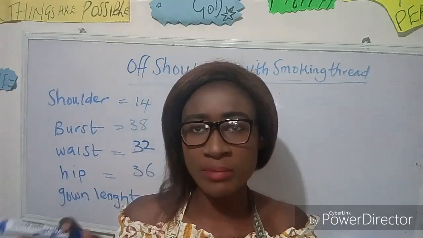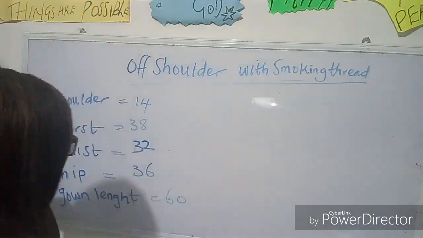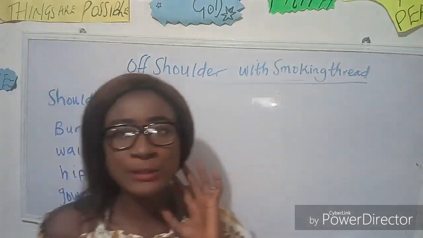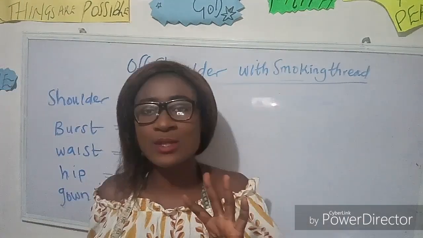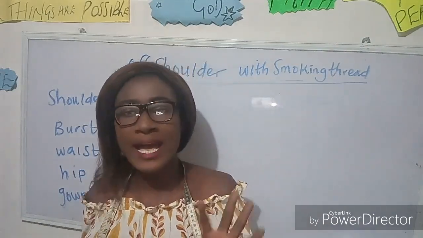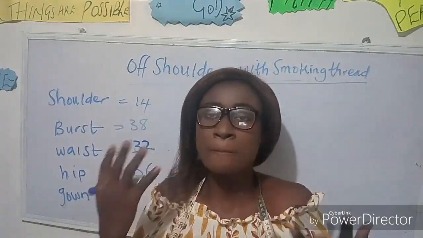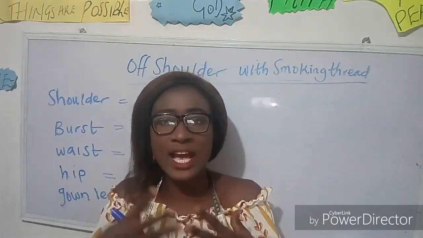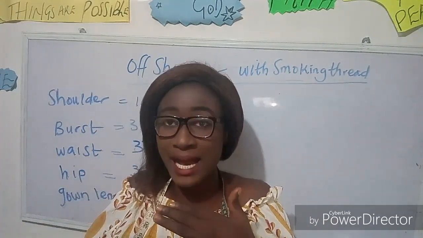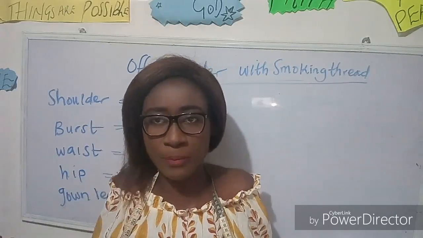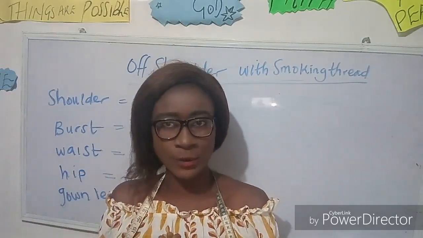So what are the basic measurements required for this? Our shoulder, bust, waist, hip and our gown length. Now note that I'm going to add about 4 inches all through to my basic measurements. Why am I adding this 4 inches? Because it's a maxi dress, or it's a maxi gown, so you have to add to your normal allowance to give it this maxi shape, because it's not fitted, okay?